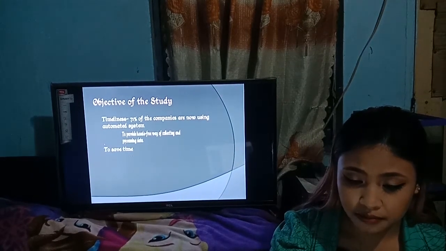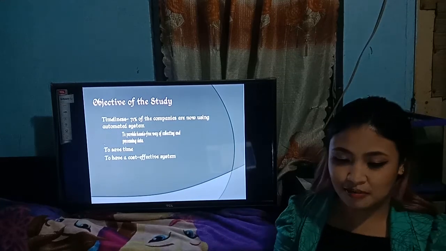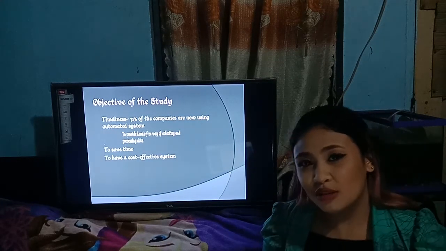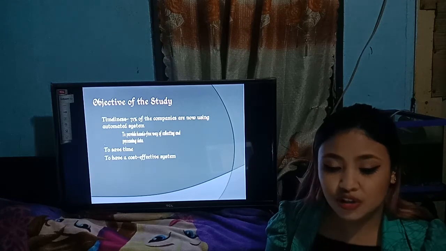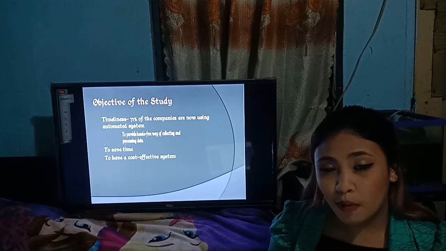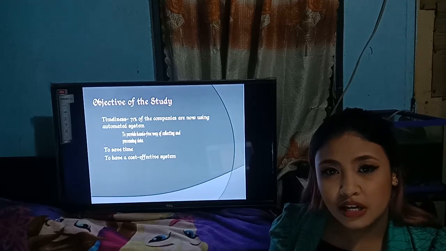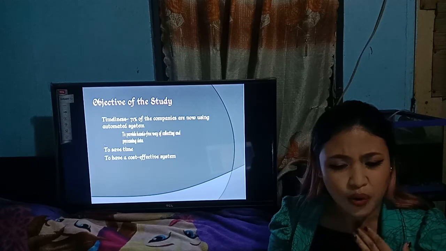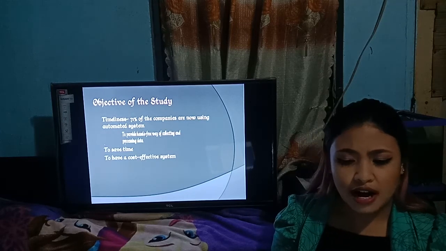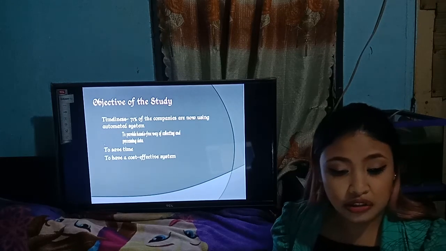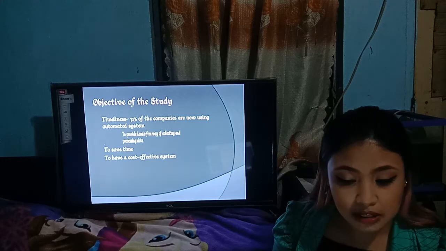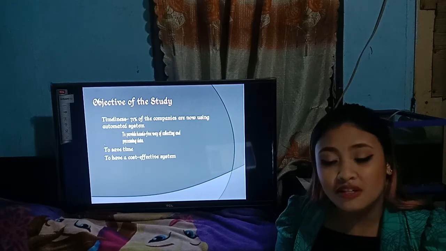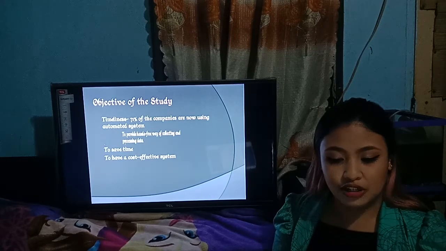Number 4, to have a cost-effective system. Since I am an accounting student, I learned from financial management that the primary goal of businesses is profit maximization or wealth maximization. So if I were the owner, the first question I'm going to ask is, why would I implement such a system? Will I benefit from this? Of course. My proposed project still aligns with this goal, the profit maximization.